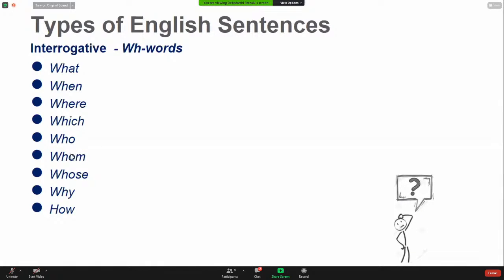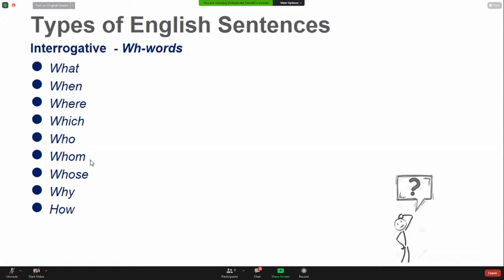So what will they do? They will show me 5 to 6 photographs. Which one did you select? Here we should not use which. Here we should use whom you like.